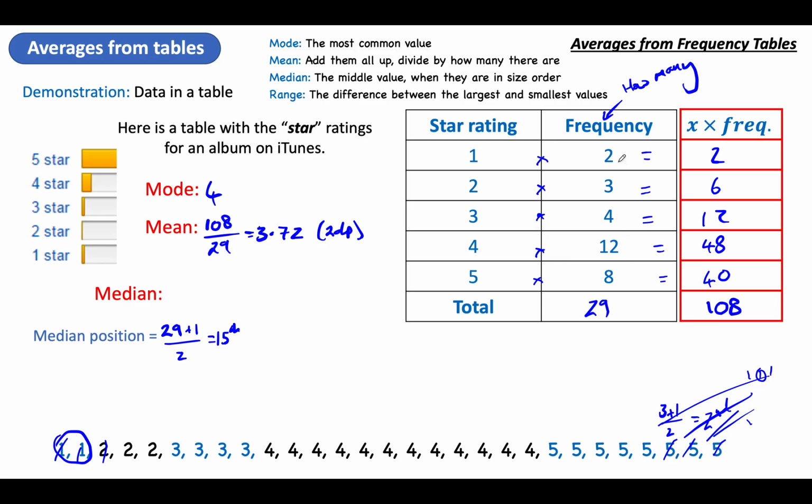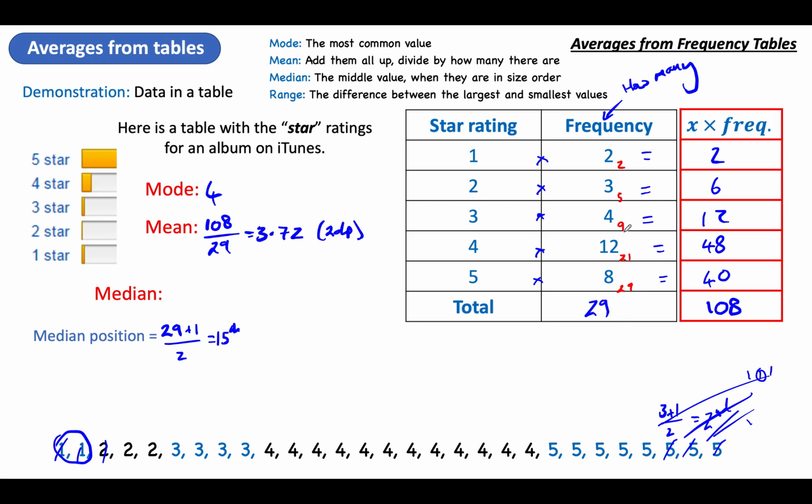Well, the first one has a total of 2. And then I'm going to add 3 to it, so I've got 5. Then I'm going to add 4 to it to get 9. Add 12 to it to get 21. Add 8 to it to get 29. And that's the end, right?